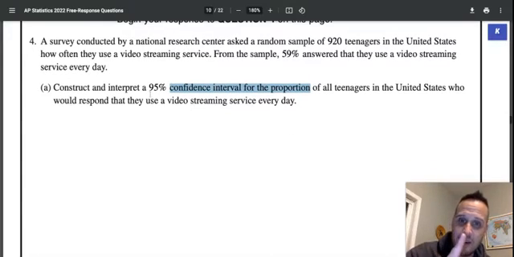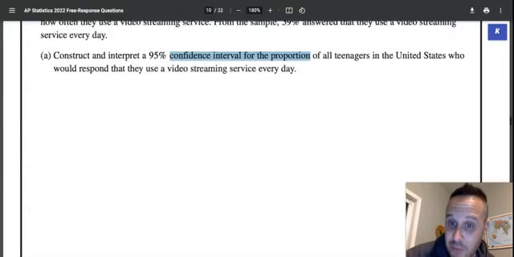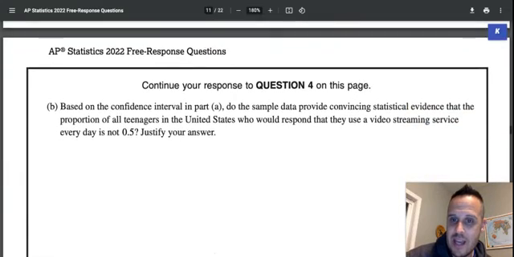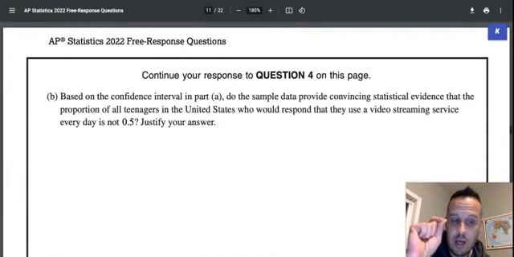And then I'd say we're 95% confident that the true proportion of all teenagers in the United States who would respond that they use a video streaming service every day is between whatever the min and max of that interval is. And I would be done, okay? PANIC is there to get you full credit on a question like that.